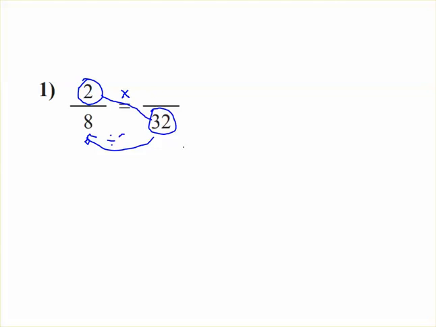2 times 32 is 64. Divided by the one that's left over right here, divided by 8. And that leaves you with 8, right? Because 64 divided by 8 equals 8. So you could do it this way. Multiply diagonally and divide by the one that's left over here, the adjacent one, and that will give you the missing one. Or you can do it the way that I showed you before.